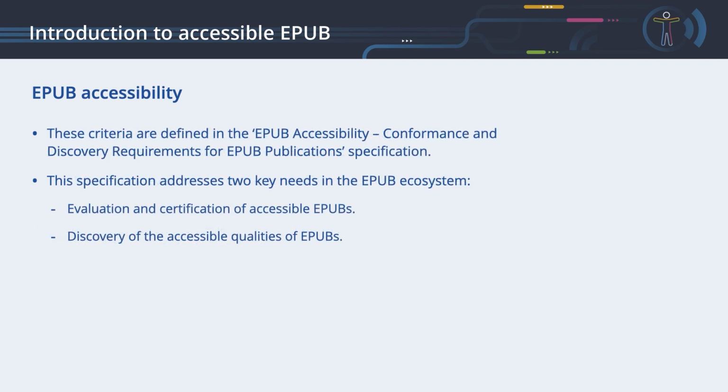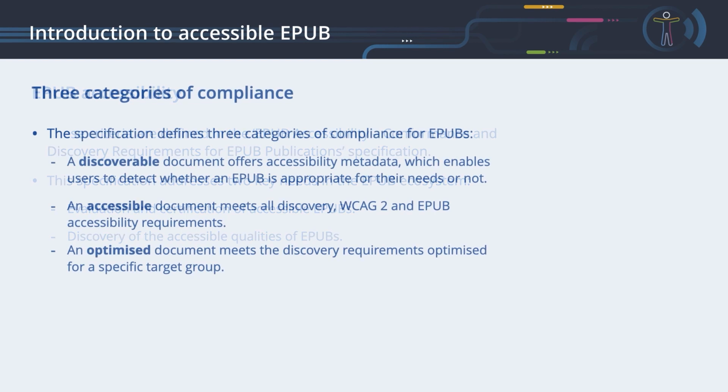These criteria are defined in the EPUB Accessibility Conformance and Discovery Requirements for EPUB Publication specification. This specification addresses two key needs in the EPUB ecosystem: the evaluation and certification of accessible EPUBs, and the discovery of the accessible qualities of EPUBs. The specification defines three categories of compliance for EPUBs.